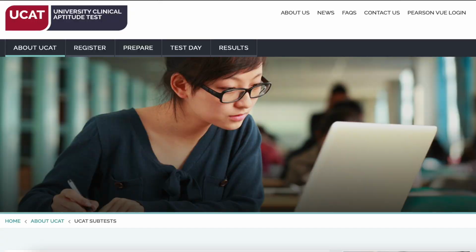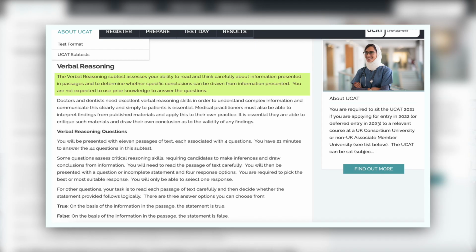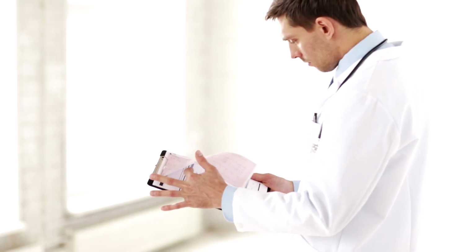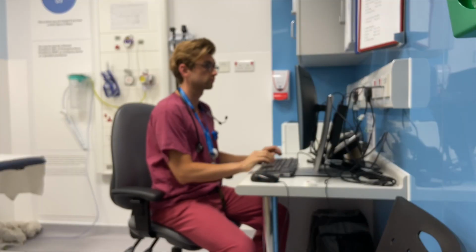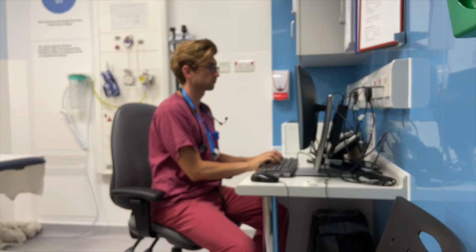So when we have a look at the UCAT website, they say that the verbal reasoning subtest assesses your ability to read and think carefully about information presented. You want to be able to see whether specific conclusions can be drawn from the text without any prior knowledge. And the reason it's important is because when you get, say, a new patient come through, you have a lot of information about them, a lot of letters, loads of notes, and just loads of things to help you get a flavour of what's going on with the patient. And in that time, of course, you need to get to the core of what's going on with that patient, ignore all the unimportant stuff, and just get to the crux of exactly what's going on with them.